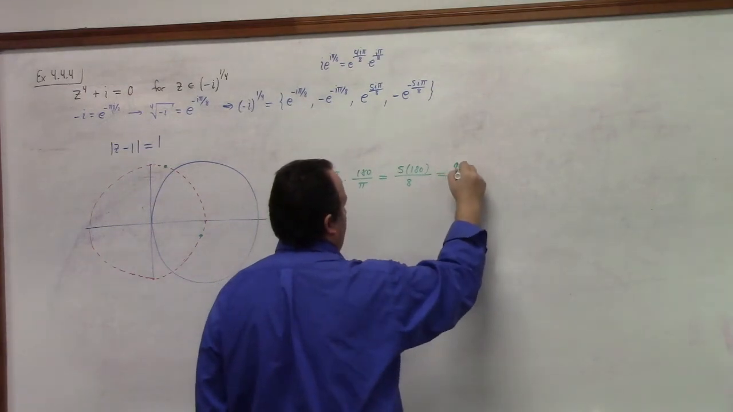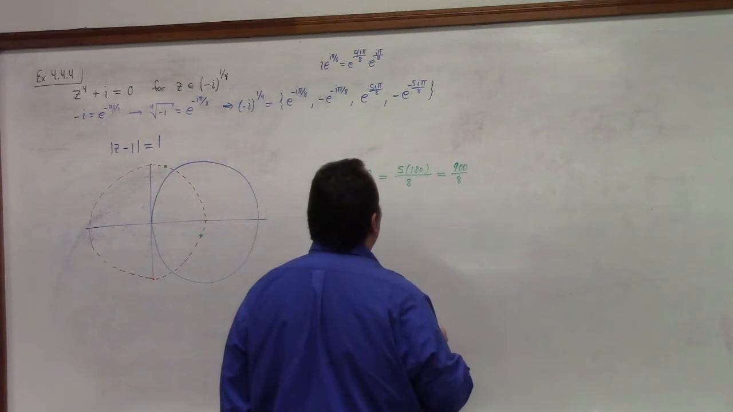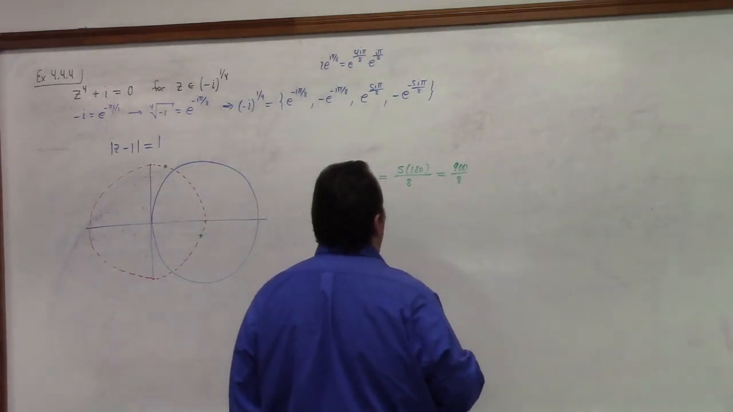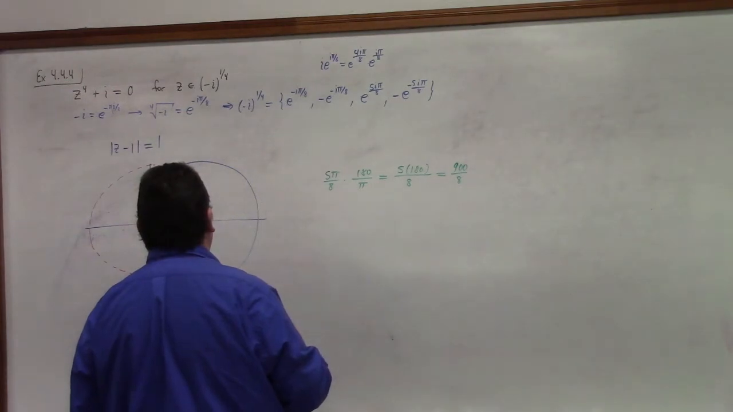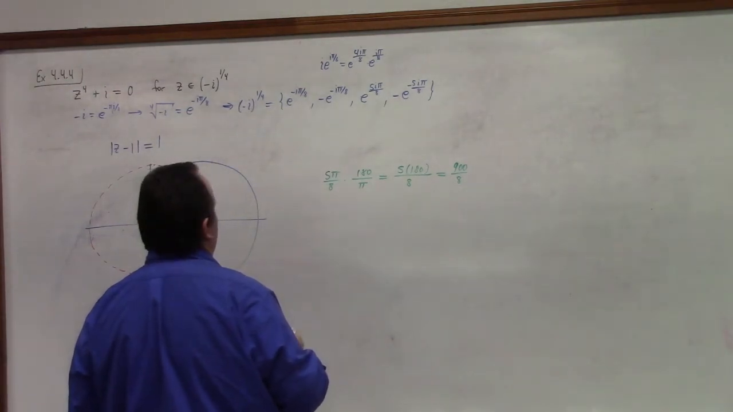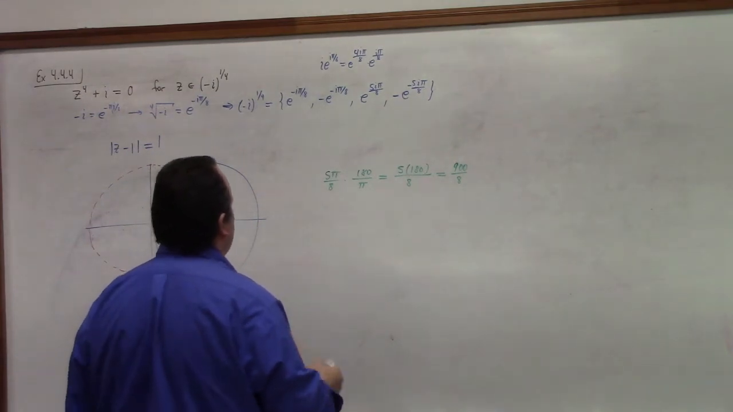It's 900 divided by 8, isn't it? Oh, wait a minute. Did I do that wrong? Oh, wait a minute, you're right. Oh, man. Did I do that wrong? Oh, curses.